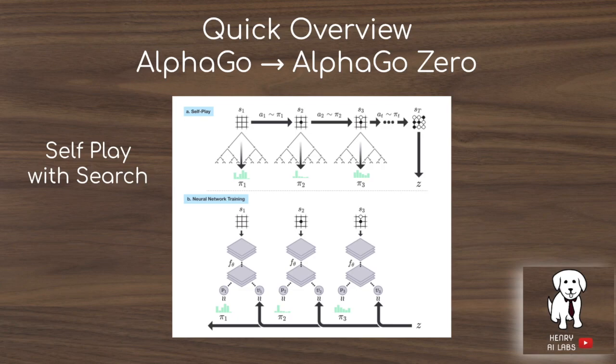Also interestingly in AlphaGo Zero, they combine the policy network and the value network into one neural network. In this case, rather than just a simple convolutional neural network, they're using the residual network. It's got these skip connections and then the batch normalization.